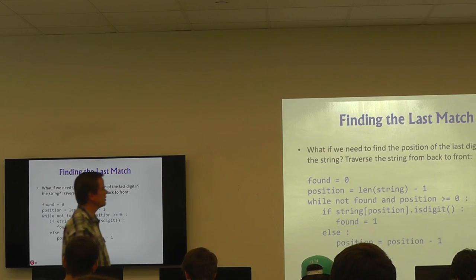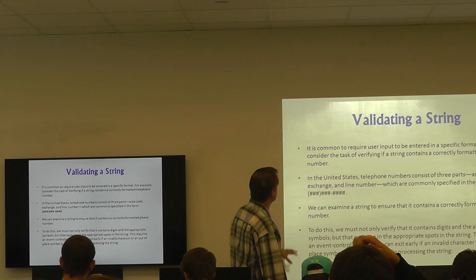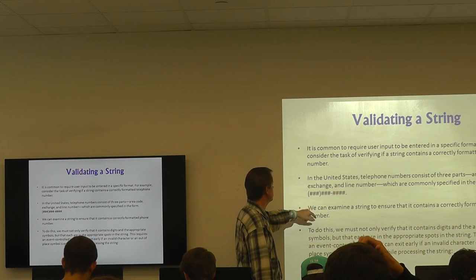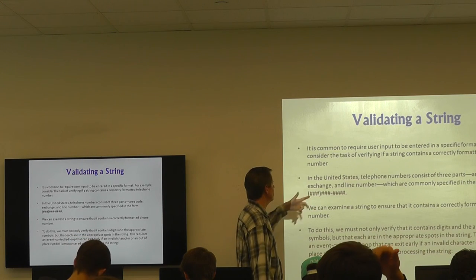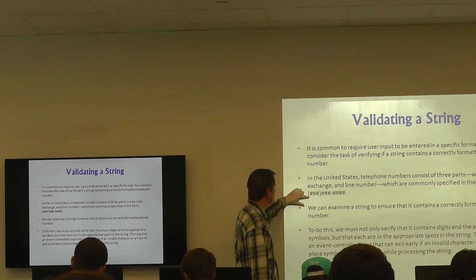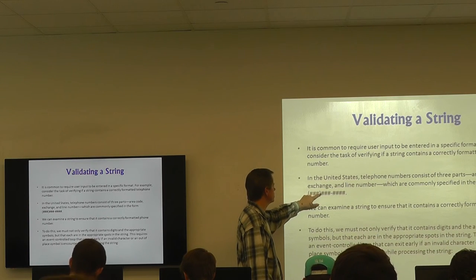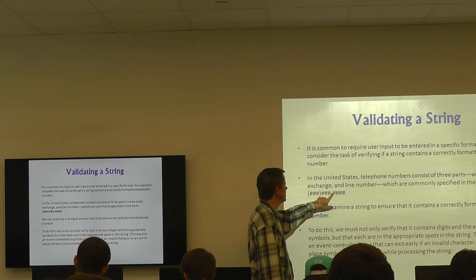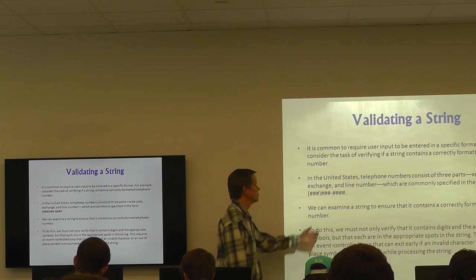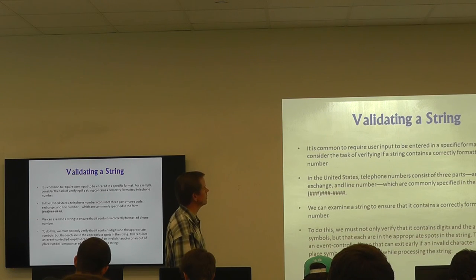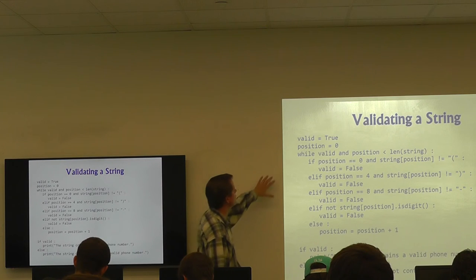Finding the last match, and we just did that. Next, validating a string. If you have to validate a string, for example, a telephone number in the U.S., you probably have a parenthesis and the area code, three digits, parentheses, another three digits, a dash, and then four digits. So we can examine the string to make sure that it actually works out that way. A little bit of code to do that.